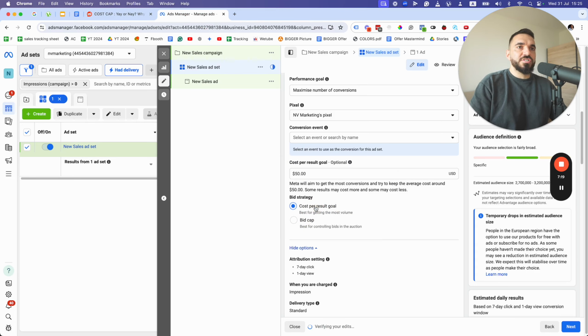With cost per result, one day they might get you a cost per result of 70, the other day they might get you a cost per result of 30 or 40, but at the very end of the month, ideally it will average to a cost per result of 50. If you bid cap 50, Facebook won't bid more than $50 to get you the conversion. So here with the bid cap, you have much greater control on how much you're spending.